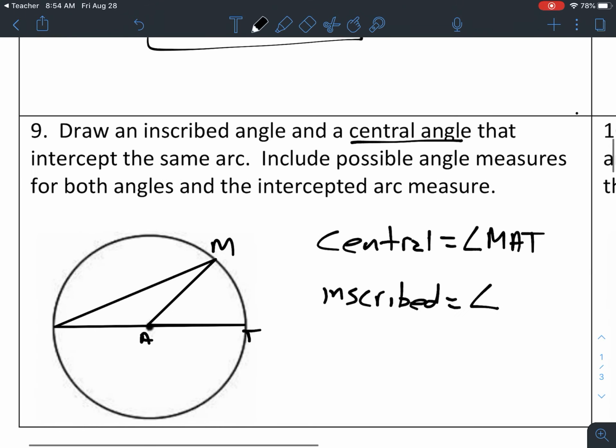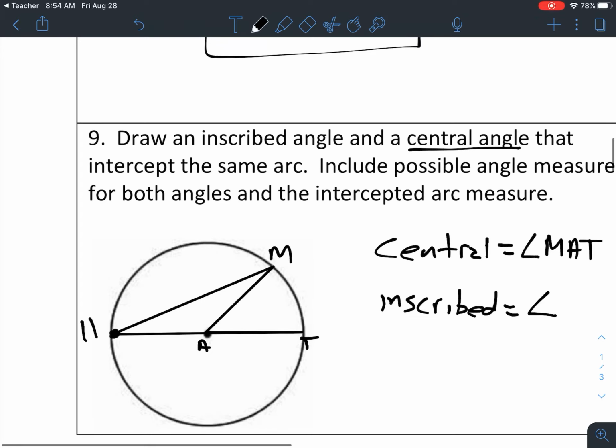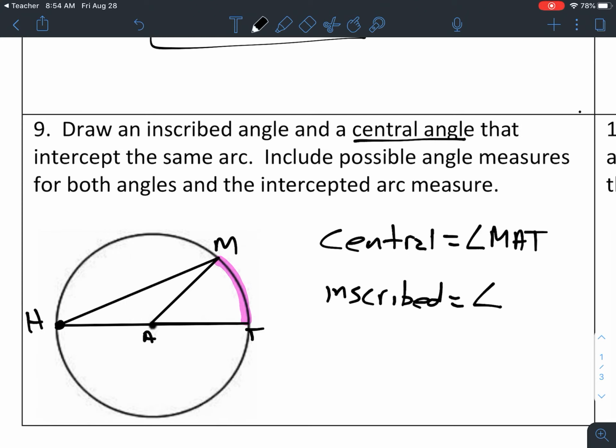So this one we'll put as H, because they're asking us to have the same arc. This is the arc right here. We're keeping it the same. So the inscribed angle would be our MHT, where it goes all the way across. So it's the same arc, and same arc in the pink. The MHT is our inscribed angle because it's not in the center. It's going from side to side. And then our central angle is what stops in the middle, and that's what's in the middle there.